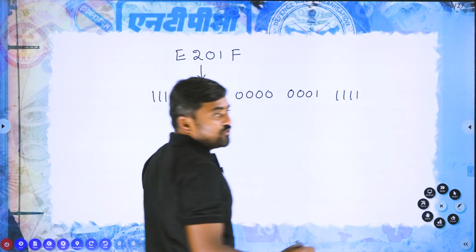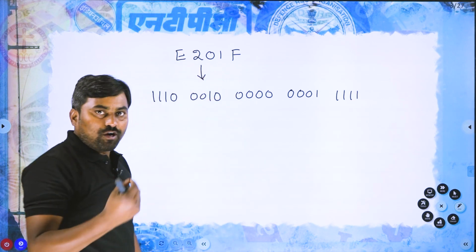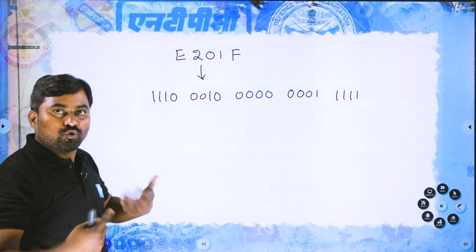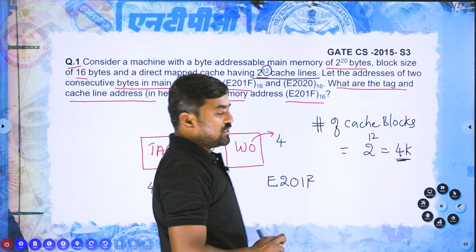So you can check it. What is the length of the address we got? 1, 2, 3, 4, 5. 5 digits, 5 into 4, 20. So you can check it now. 20 bit address, yes, 20 bit is a physical address, correct or not?